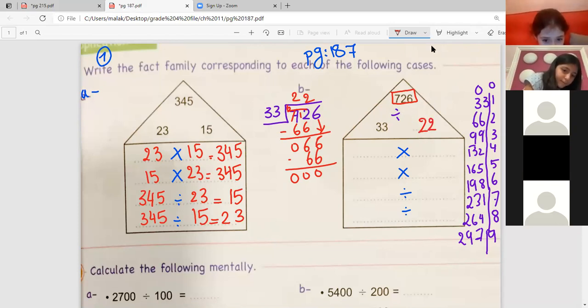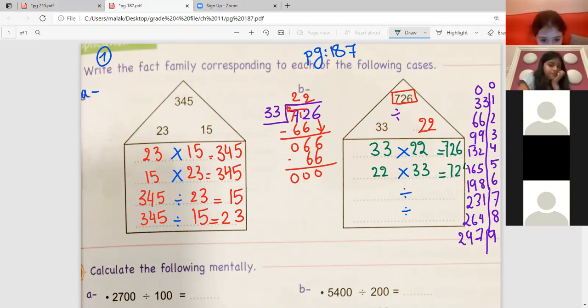Next, Jude Isa. Yes, teacher. Write the fact family of 726, 33, and 22. Okay, first we do 33 times 22. The biggest number, in multiplication, has to be at the end, Jude. Oh, okay. 33 times 22 equals 726. And 22 times 33 equals 726. Then?